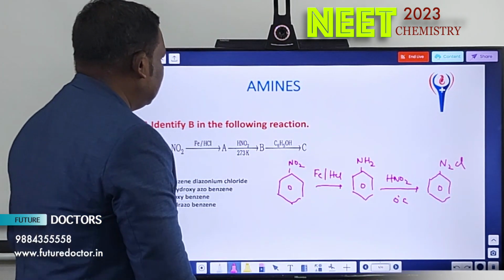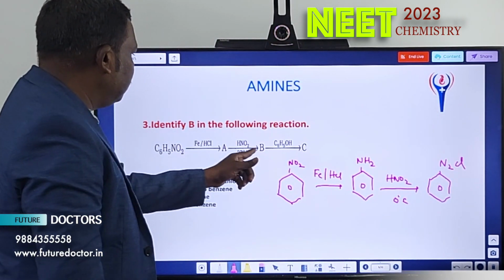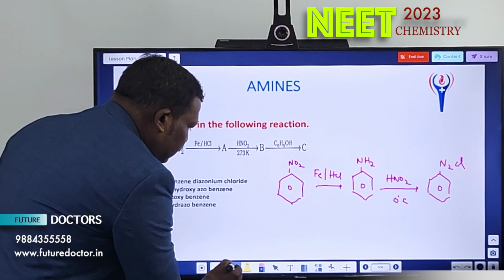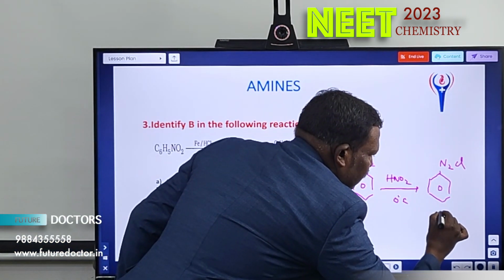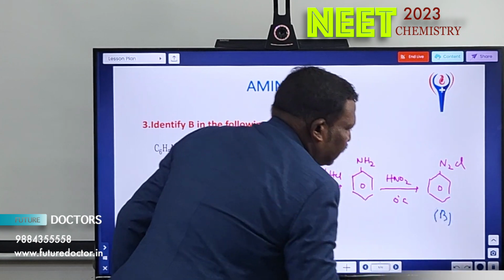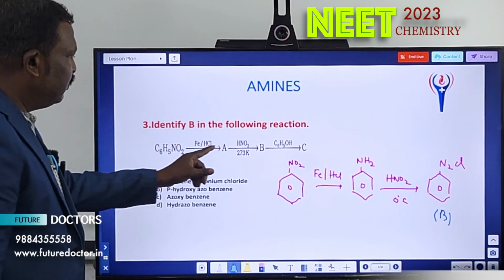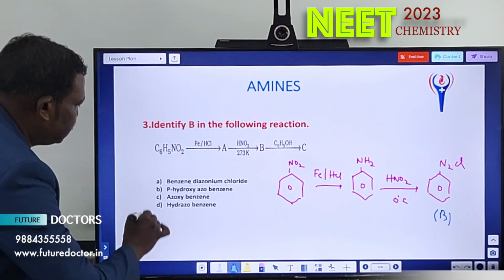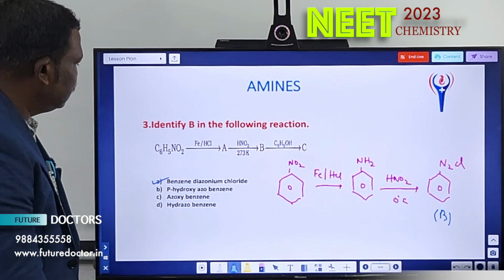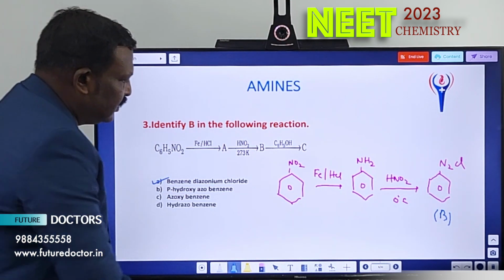Understood? Our aim, they're asking only for B. So this is B. Don't worry about the other compounds. They're asking to find only B, and B means benzene diazonium chloride. So option A is the correct answer. Understood? Benzene diazonium chloride. Next one.